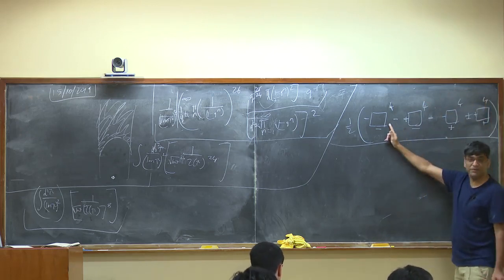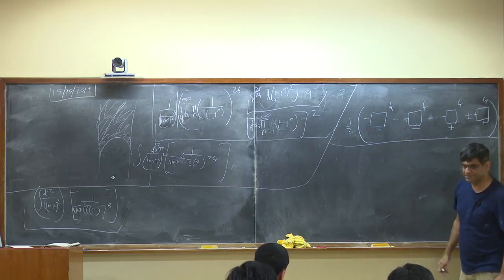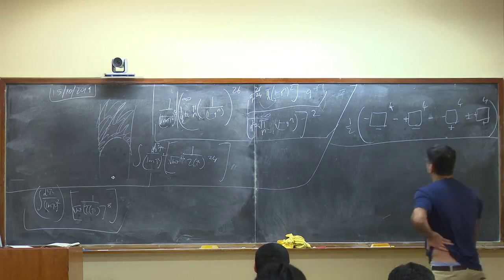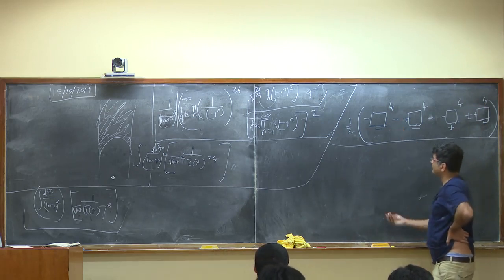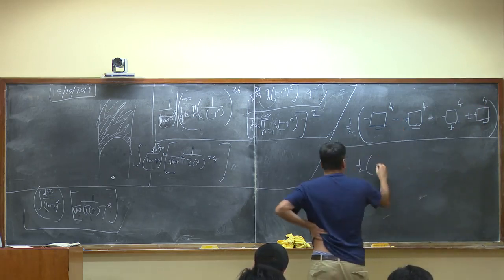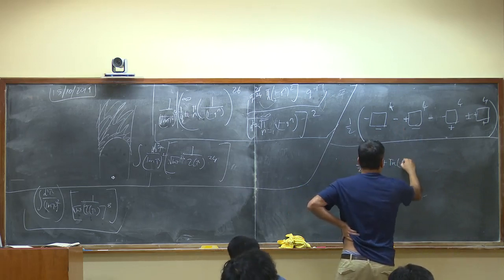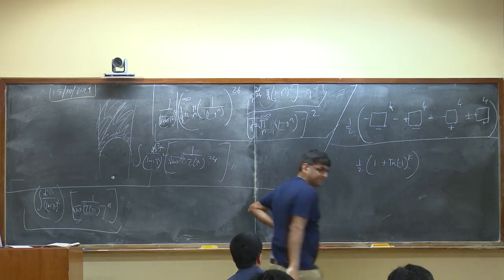I just want to remind you where the various signs came from. Where did this sign come from? From the Hilbert space point of view, this was half of 1 plus the trace of minus 1 to the power f.